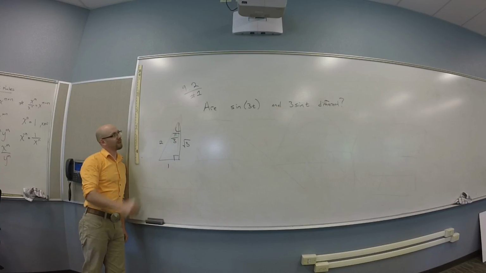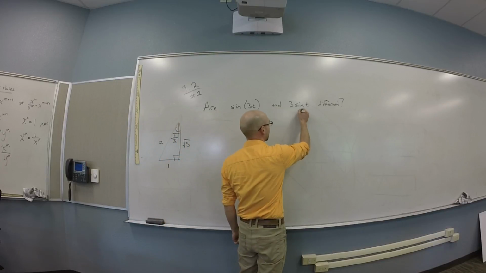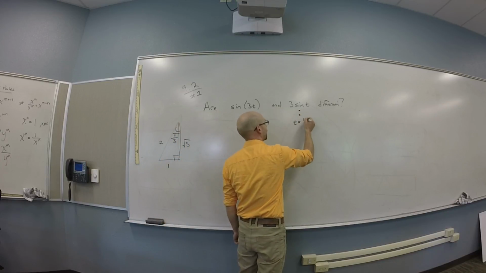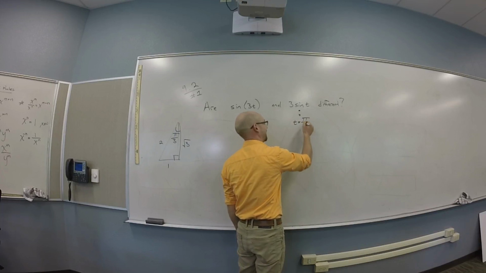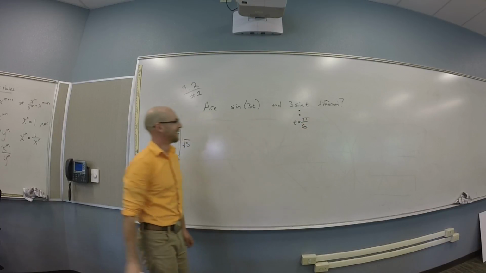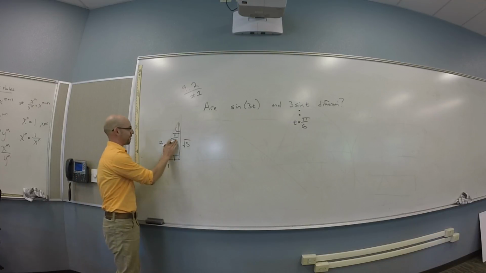Trot out your 30, 60, 90 triangle, labeled in radians. And then I want to calculate 3 sine of t, so I'm just going to think t is pi over 3. Pi over 3 is 60 degrees.